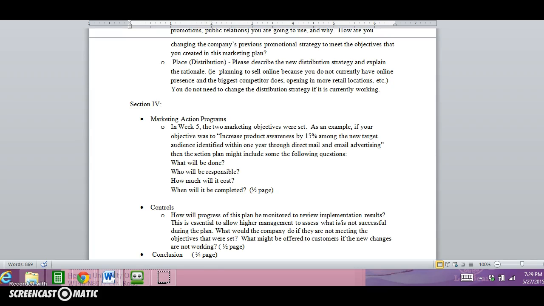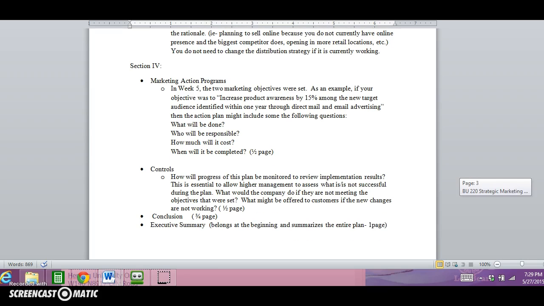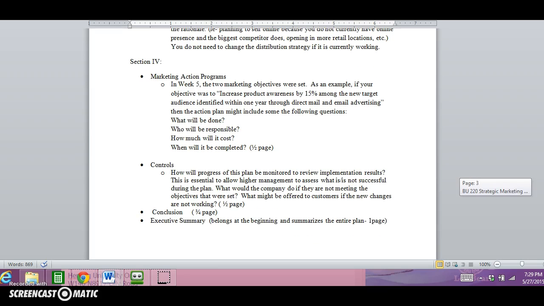The conclusion, 3/4 page, which is a summary. And the executive summary, which is a summary of the entire paper, all 6-7 pages that you created, all into 1-page summary. So it's very detailed because it's 1 page. And again, it begins at the beginning, even though you're finishing it at the end, but you cannot complete it until the entire paper is complete.